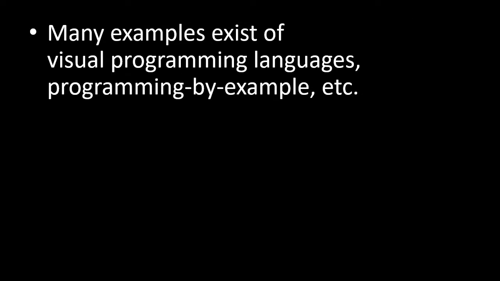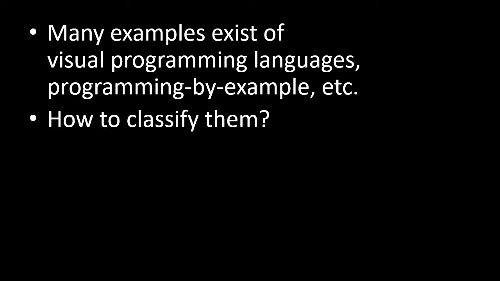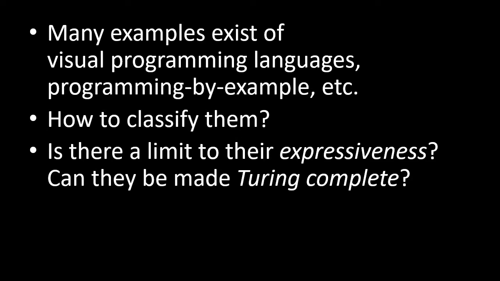Over the past decades, there are dozens of visual programming languages that have been proposed, along with related systems that allow programming by example or programming by demonstration. Our paper presents a new taxonomy for classifying these systems. We also examine the question of how far these systems can be pushed in terms of expressiveness.